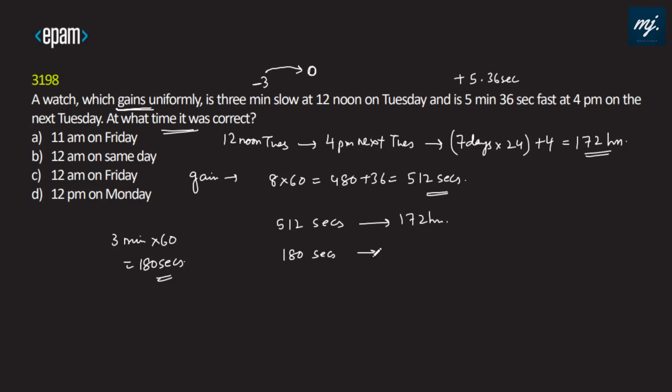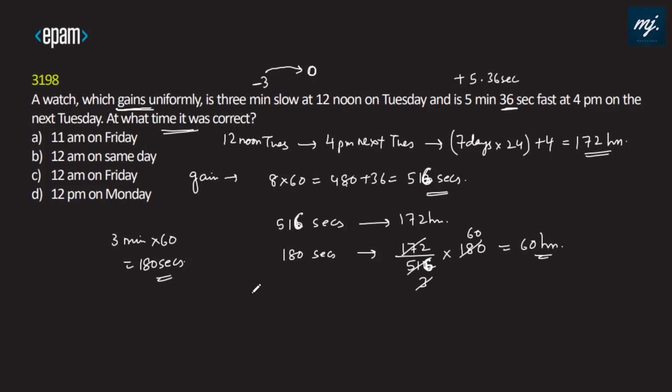So 180 seconds would be gained in 172 by 512 into 180. 172, how many times will it go? Okay, 480 plus 36. I've made a little mistake, it would be 516. So it will go 3 times. Yes. And then it will be 60.